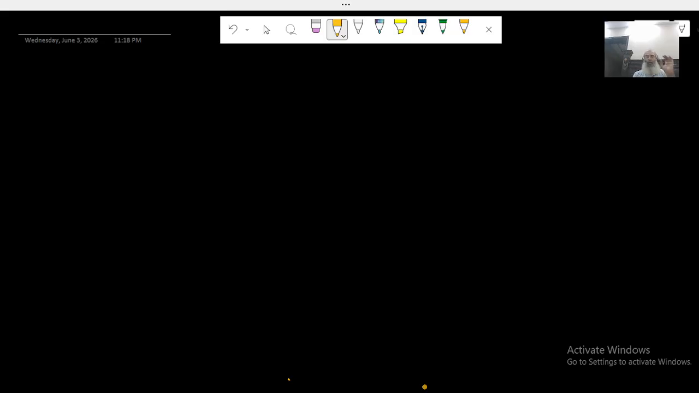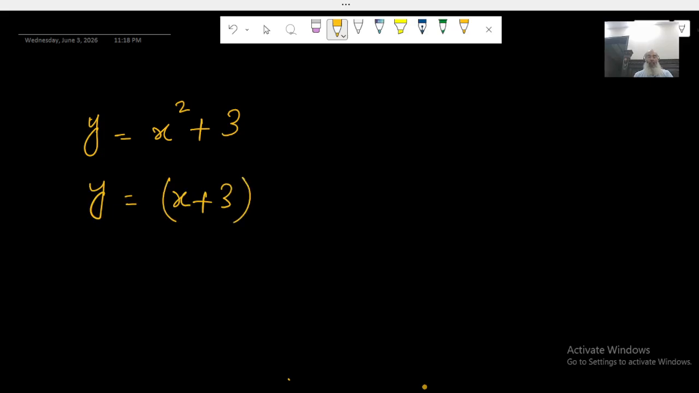The first one is y equals x square plus 3. Now note the difference. I'm going to tell you something very important here, so please stay tuned. It's here y equals (x plus 3) whole square. So it's a huge difference between these two graphs. If I draw it, this one is x square plus 3, so its vertex is somewhere here, at 0 and 3. But what about this graph?